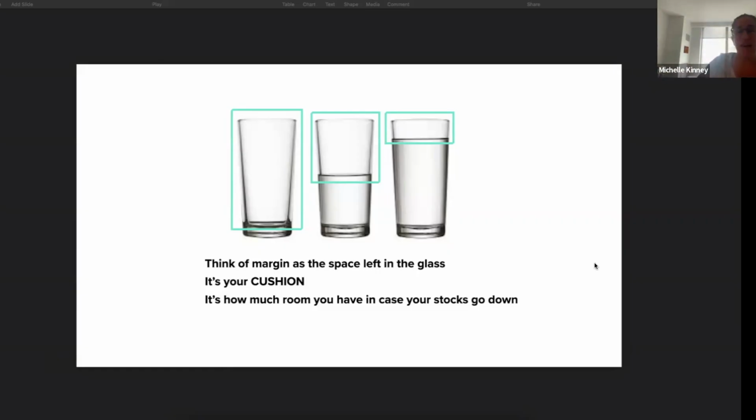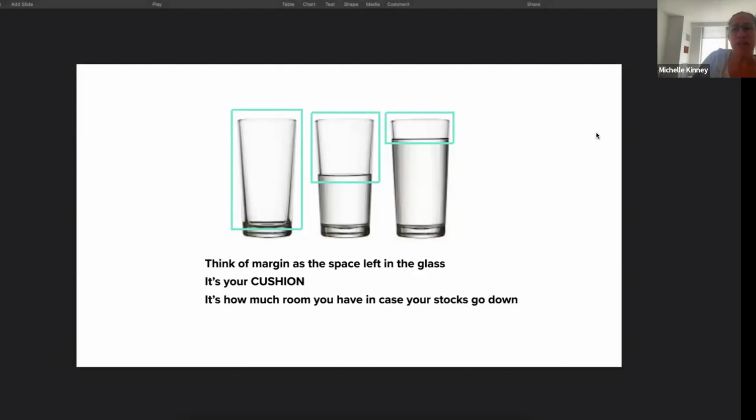It's not an easy static formula, but if you think of it as space left in a glass, right? So here's my glass of water, about halfway full. If your glass is all the way empty, that means you have lots of cushion. You're not using margin. If your glass is halfway full, you have half cushion. As your stocks come down in price, your account will go from halfway full to about 3/4 full because your cushion is shrinking, right?